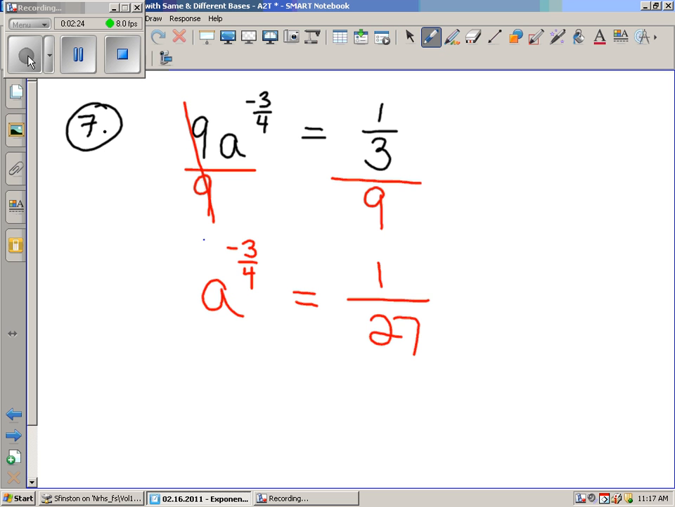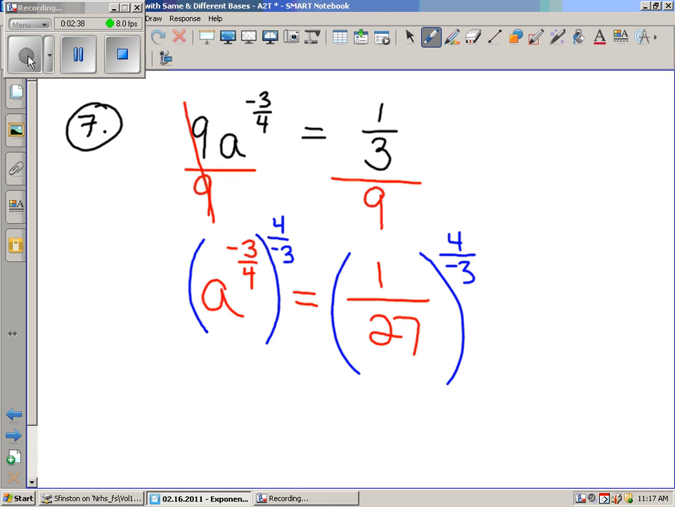Let's raise both sides up because we're going to get rid of that power. What are we going to raise both sides by? 4 over negative 3. Doesn't really make a difference, it's the same thing as negative 4/3. And then you know what we do. We make it rain. This side, though, you don't actually have to do that. You could just punch the right side into your calculator. And so you get a equals, what's the answer? Yeah, a equals 81.